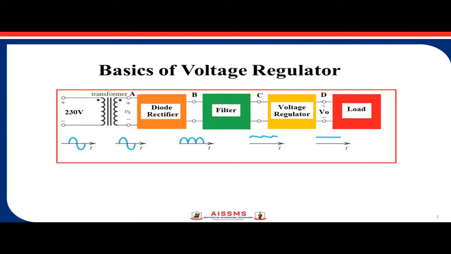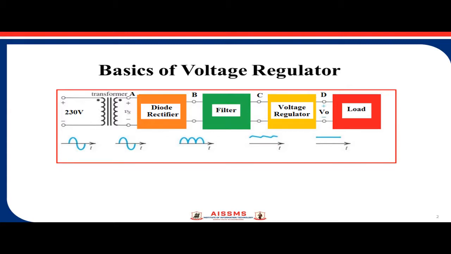After the step down transformer, there is a circuit called a rectifier. There are various types of rectifier: half wave rectifier, full wave rectifier and bridge rectifier. After the rectifier, at point B you have a rectified waveform. A filter circuit is used to filter this rectified waveform. The output of the filter is a DC signal with ripple.